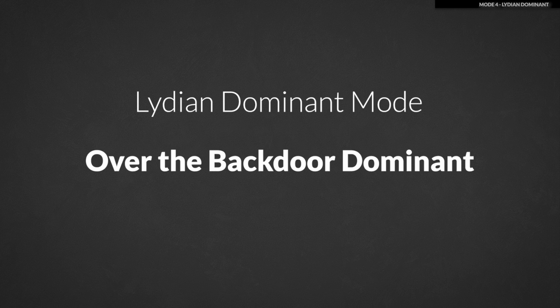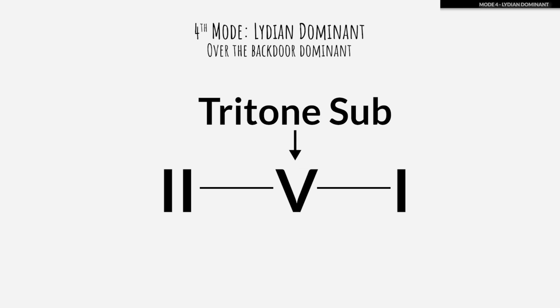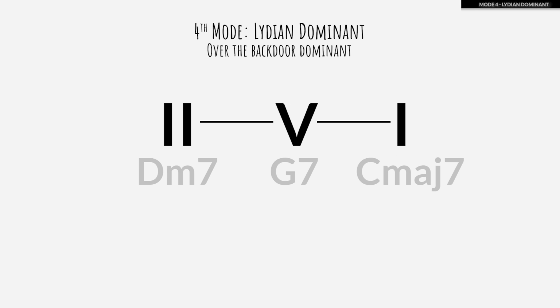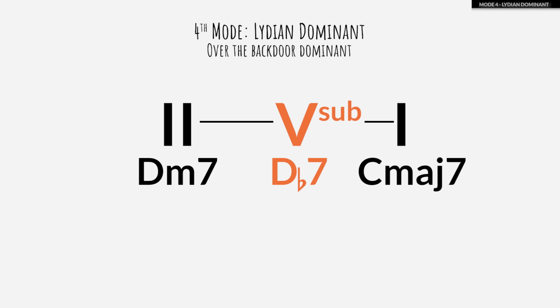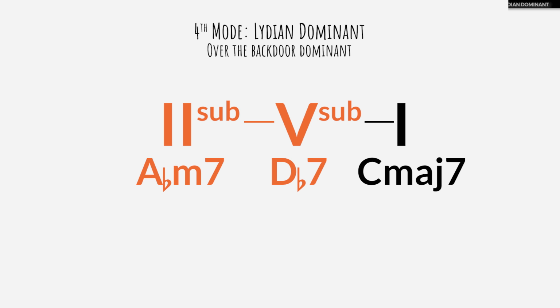Now another situation is a backdoor progression. The backdoor dominant is a tritone substitution for the 5 chord in a 2-5-1 progression. In C major, the dominant 5th degree, G7, is replaced by the D flat 7 chord, which is then called the sub 5. This chord is then preceded by the minor 2nd degree in that new key, and we call this the sub 2. And that is the A flat minor 7 chord in this case.